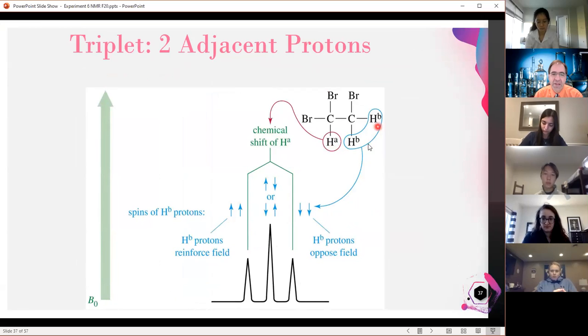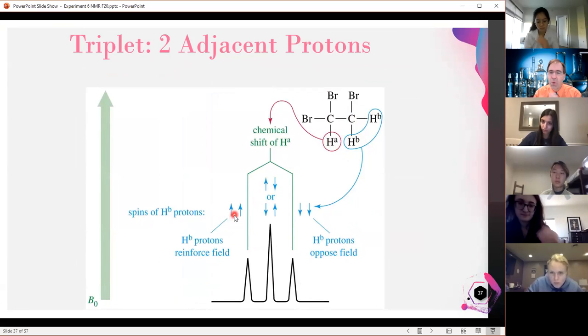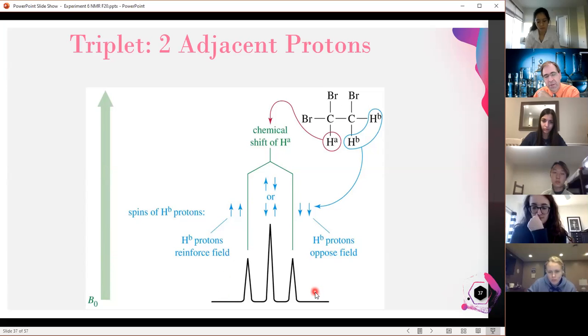But the next door neighbors, so 1 carbon away, there's 2 of them. They both could be with the magnetic field. One could be with and one against, or one against and one with, or they could both be against the magnetic field. So you've got 3 options, and this energy affects this one. When they're both with the magnetic field, it pushes it downfield. When they're against the magnetic field, it pushes it upfield. When they're split, it's right there in the middle.